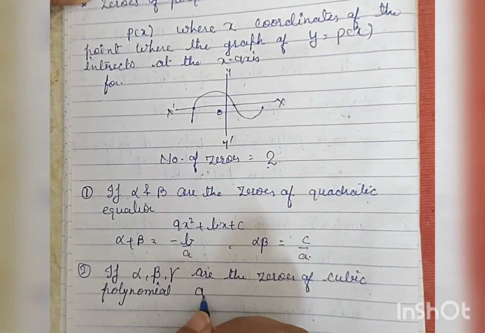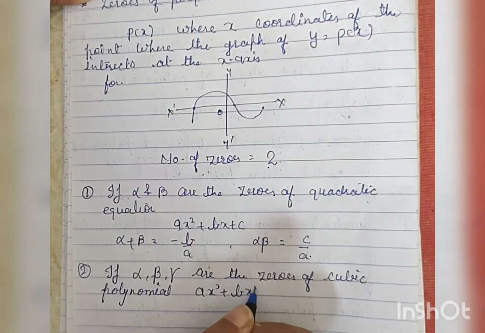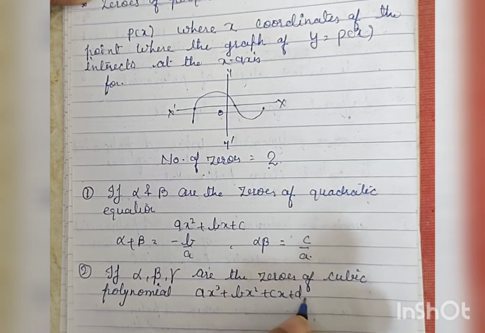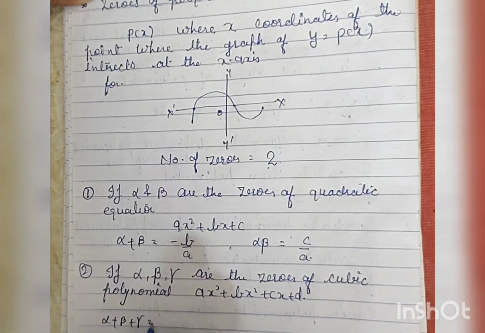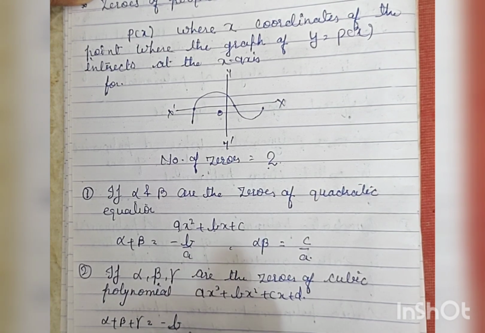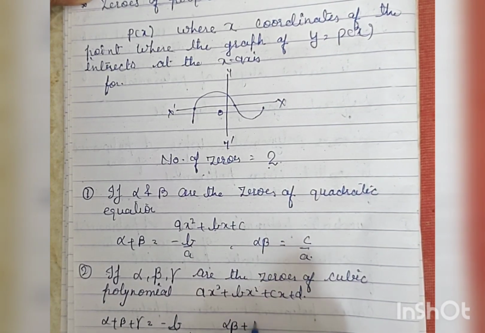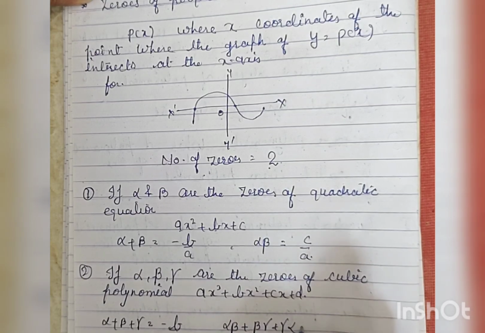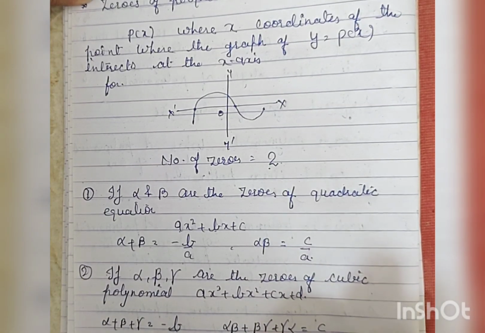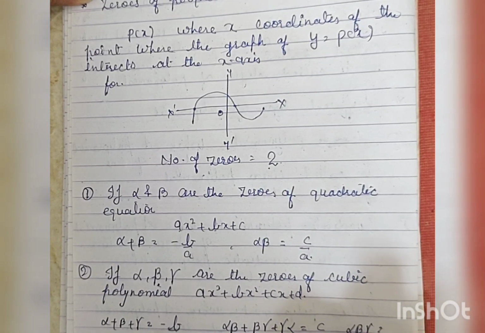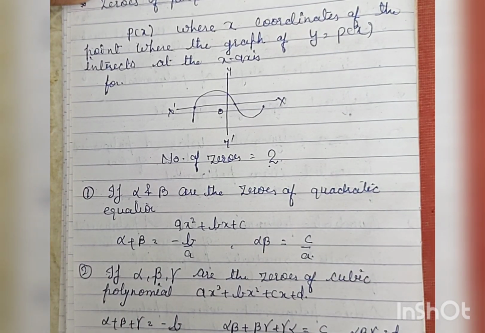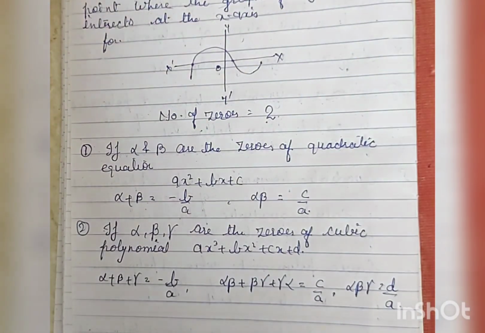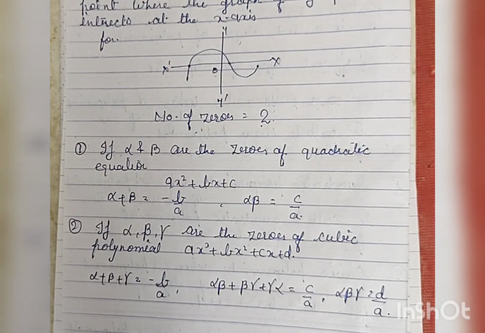For example, ax cube plus bx square plus cx plus d, then alpha plus beta plus gamma is equal to minus b upon a, alpha beta plus beta gamma plus gamma alpha is equal to c upon a, and alpha beta gamma is equal to d upon a. Okay, these are the zeros of the polynomials. Now move towards the questions.